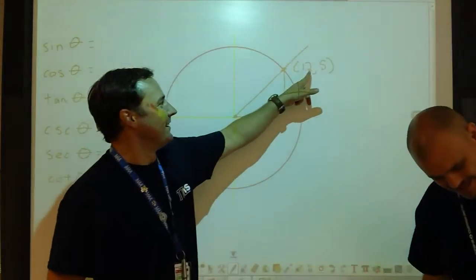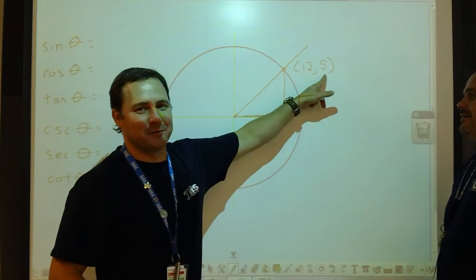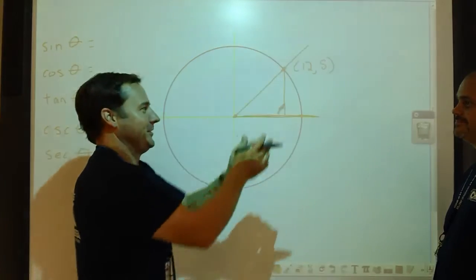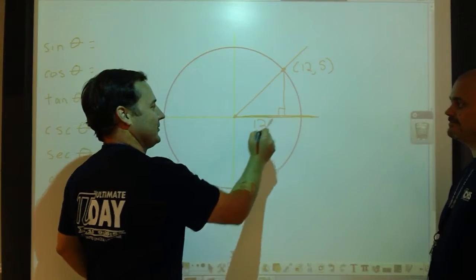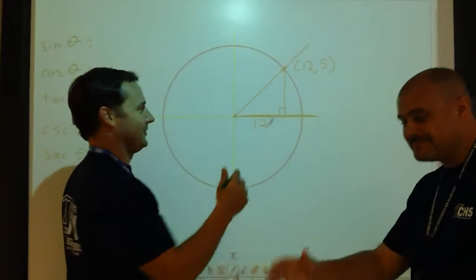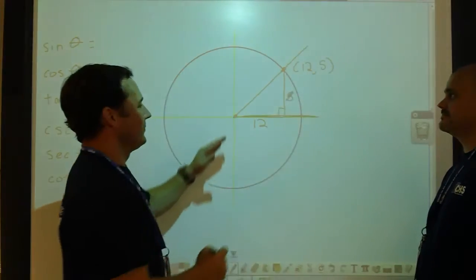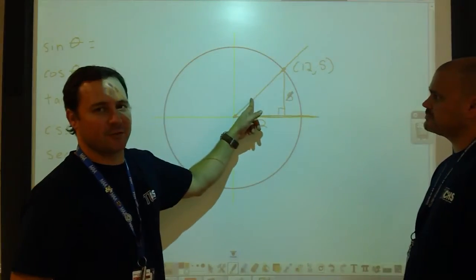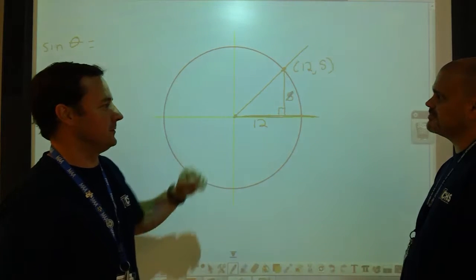X coordinate, Y coordinate. Go over X units, up Y units. So that length is 12, and this length is 5. But what about the hypotenuse here, which is also the radius of this circle? What would that length be?